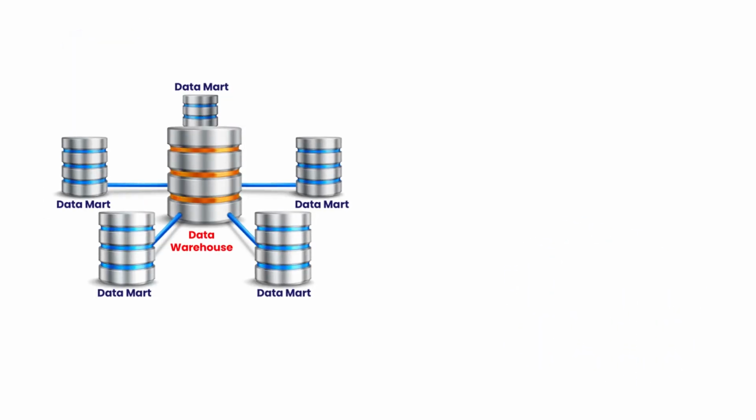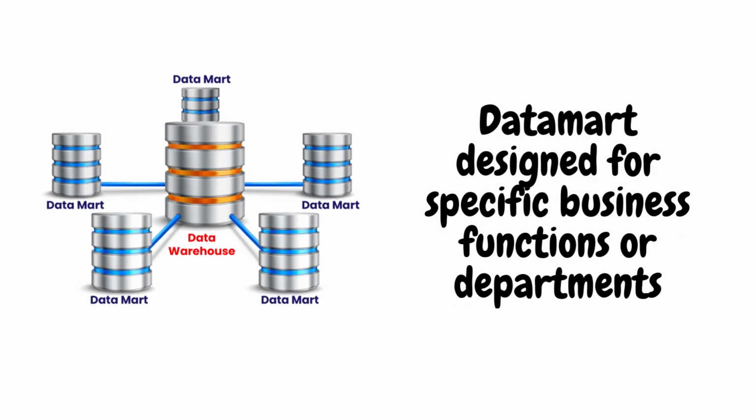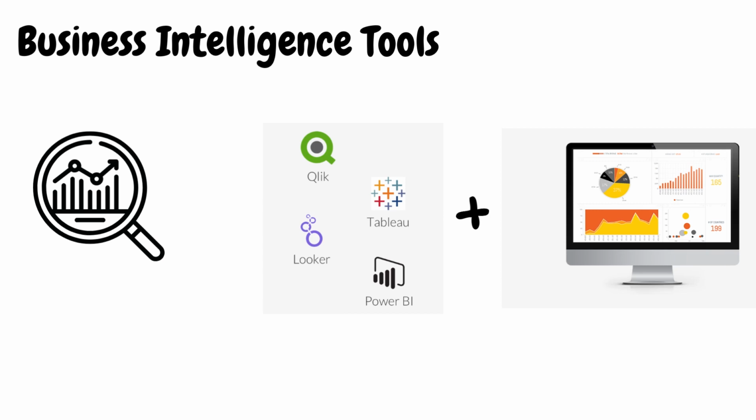Data marts. These are smaller, more focused databases that are designed to support specific business functions or departments. Business intelligence tools. These are the tools that are used to analyze the data in the data warehouse. They can include things like reporting tools, dashboards, and data visualization tools. That's a brief overview of data warehouse architecture.